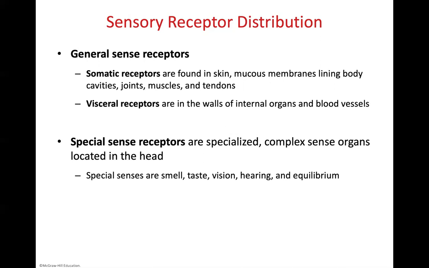The special sense receptors are those that are specialized, they're complex, and they have organs that are located in the head. So smell, taste, vision, hearing, and equilibrium.